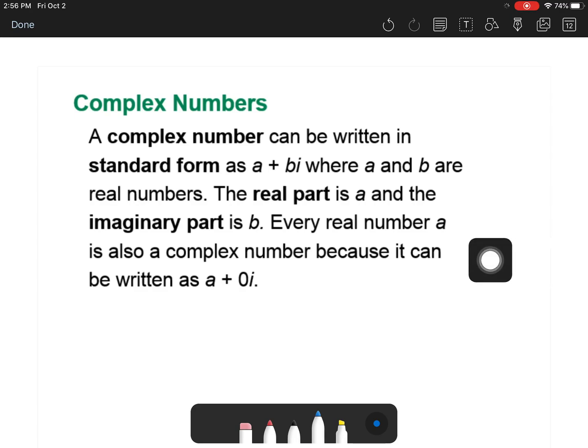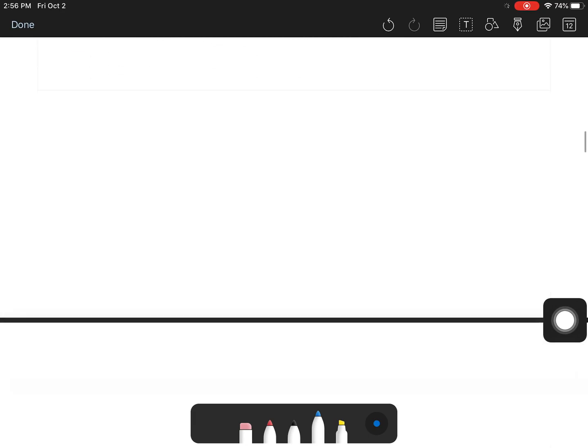Okay, so a complex number is a number that can be written in the standard form a plus bi, where a and b are real numbers. The real part is the part that has the a, and then the imaginary part is the b part with the i after it. So every real number can also be written as a complex number. It's just that it would have 0 for the imaginary part.